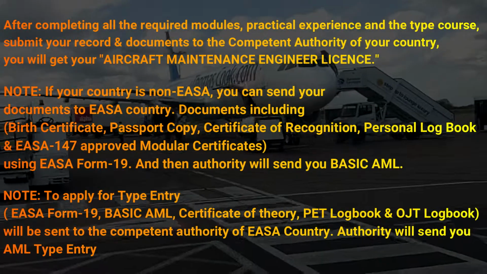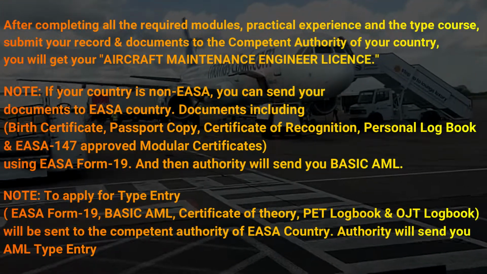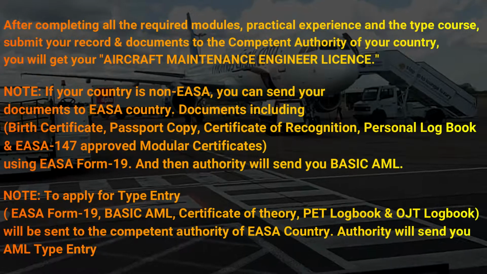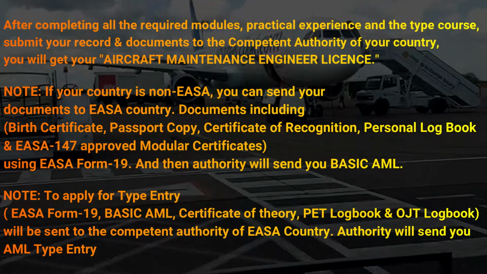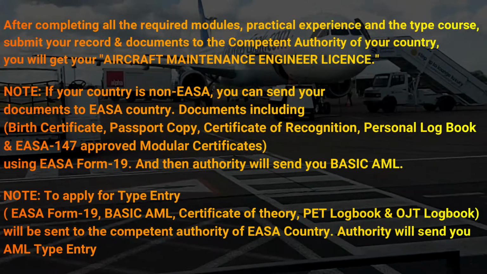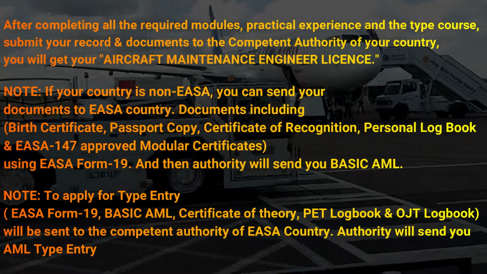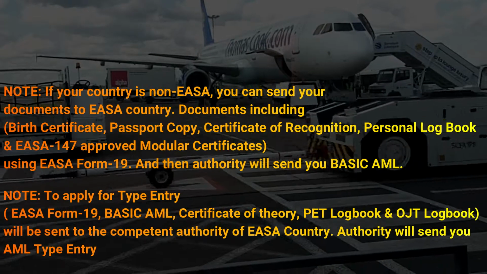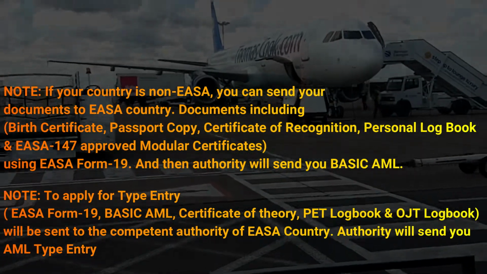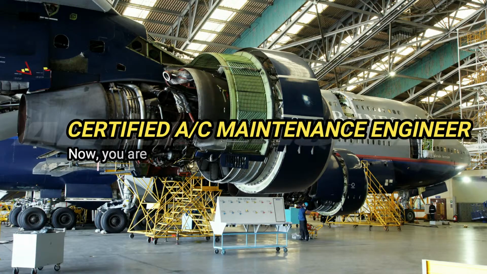To apply for type entry, EASA Form 19, the basic AML, certificate of theory, PET logbook and OJT logbook will be sent to the competent authority of the EASA country. The authority will send you the AML type entry. Now you are a certified aircraft maintenance engineer.